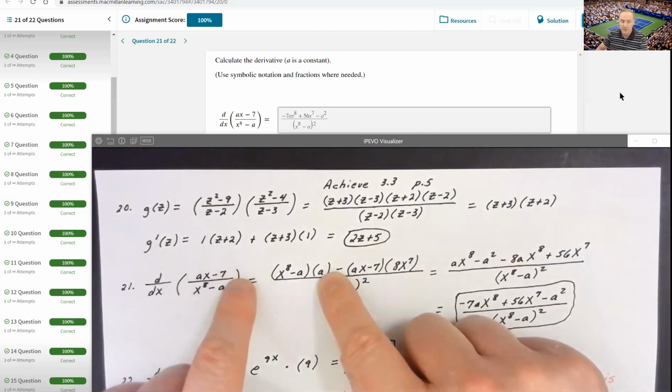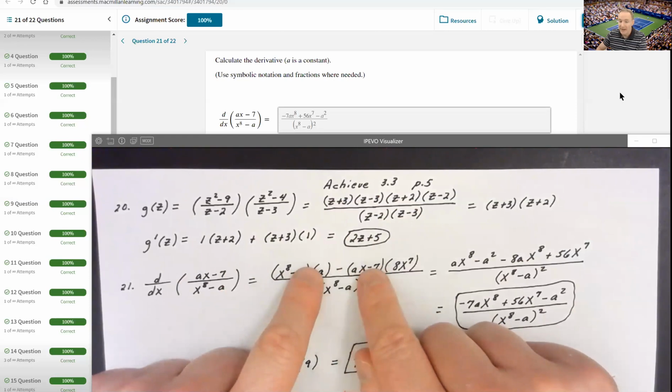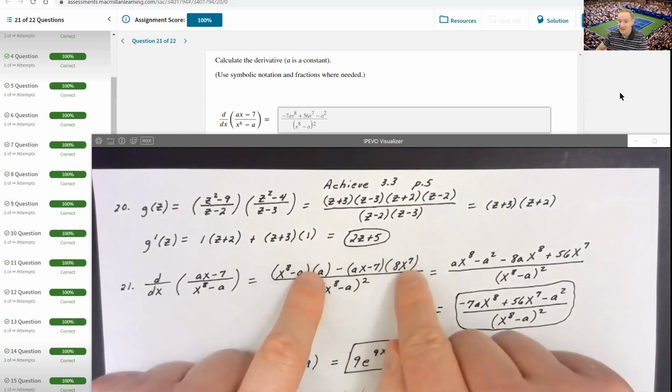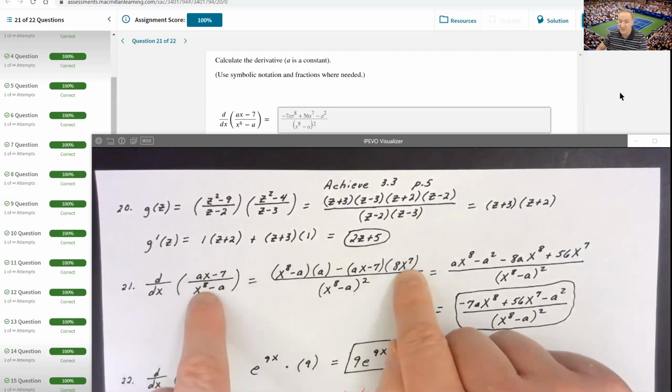And then, of course, derivative of 7 is 0. So we get the denominator times the derivative of the numerator minus the numerator times the derivative of the denominator. Derivative of that denominator, I'm taking the derivative with respect to x. So this is going to become 8x to the 7th.